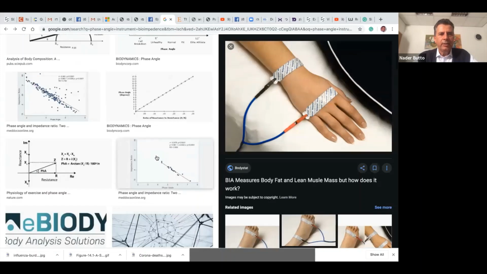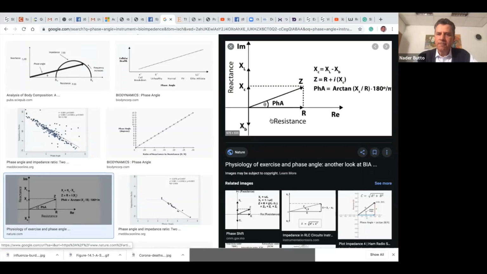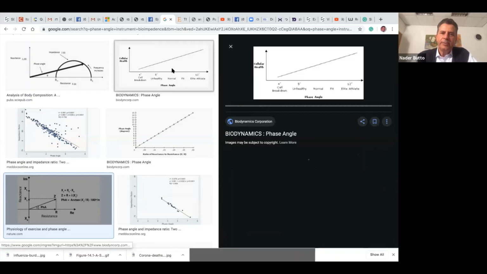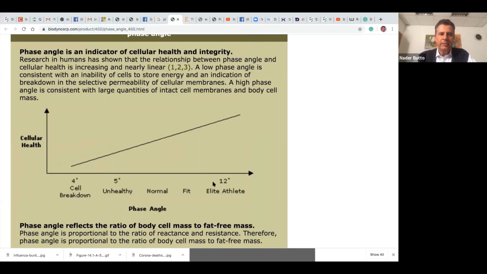You can see here on the right the phase angle. In the lower part, you see the resistance, and on the y-axis, we have the reactance. The resultant is the impedance, and this impedance makes an angle. The bigger the angle, the healthier the person. You can see the correlation between the angle and the health of the person. A healthy person has about 12 degrees of phase angle, and normal people have about 7 degrees.